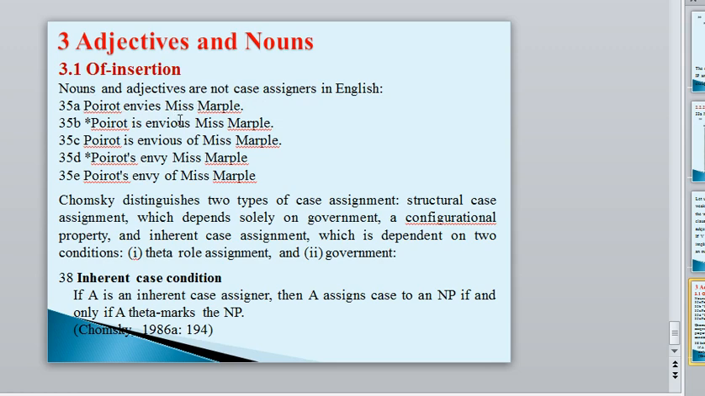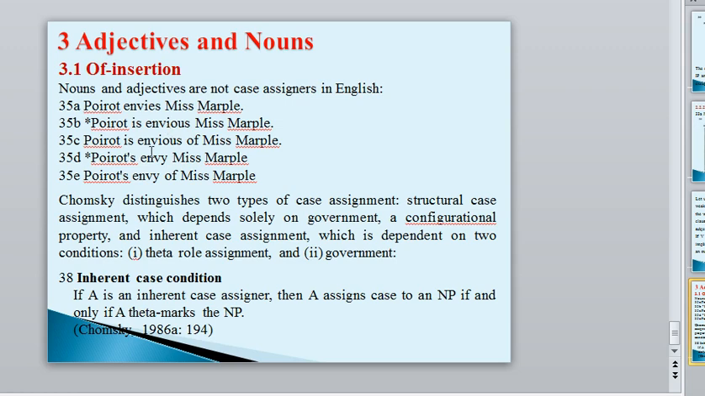Poirot envies Miss Marple. This is okay because we have a verb which can assign case to the NPs. But look at another example. Poirot is envious Miss Marple. This is an adjective, not a verb, and an adjective is not a case assigner in English. So this sentence is ungrammatical, look at this asterisk, because the NP here cannot have case.